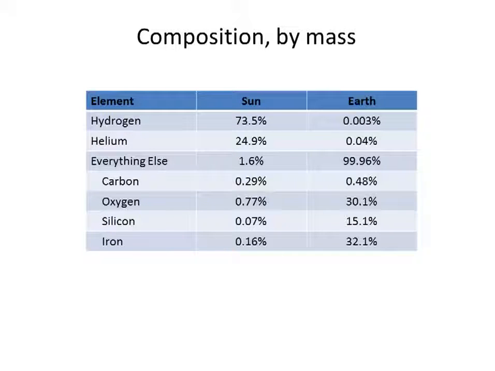Now contrast that to the Earth, where the Earth has almost no hydrogen, almost no helium, and 99.96% of the Earth is everything else. So while the sun is 98.5% hydrogen and helium, the Earth is only 0.05% all of that. And this tells us that there were differences in the formation of the sun and the Earth, which we will get to here in a couple of chapters when we talk about starbirth.